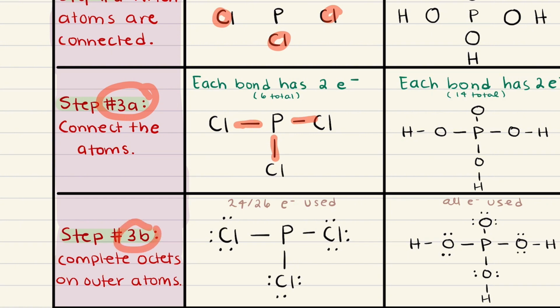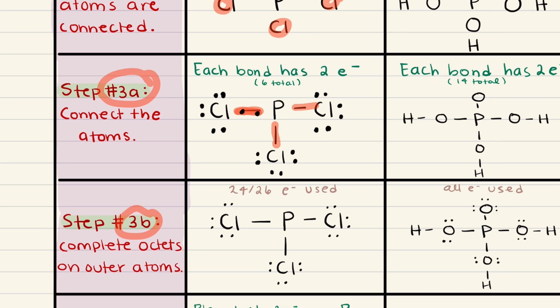Then step 3B is to complete the octets on the outer atoms. So we're going to give the chlorine atoms an octet. Since there is a bond right here between this chlorine and this phosphorus, that's 2 electrons. Then we're going to add 2, 4, 6 around the chlorine atom. And this bond is 2 electrons. So now chlorine has a full octet. And we're going to do that with every single chlorine atom. Now what we've used up is a total of 24 out of the 26 electrons that we had.